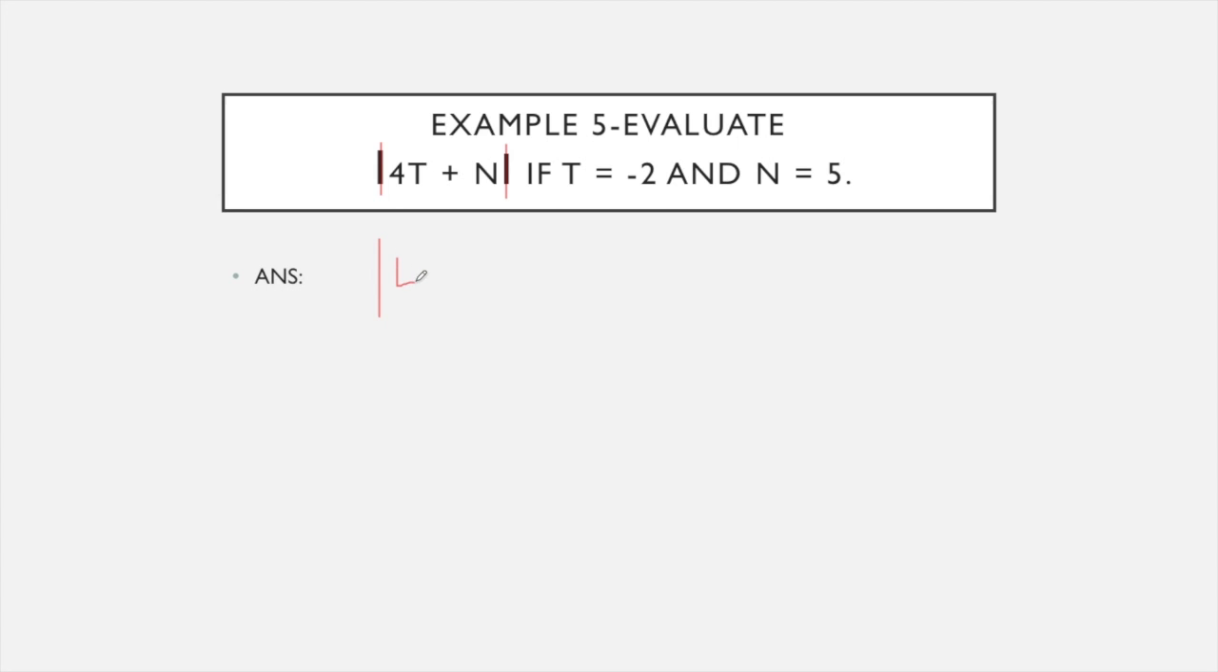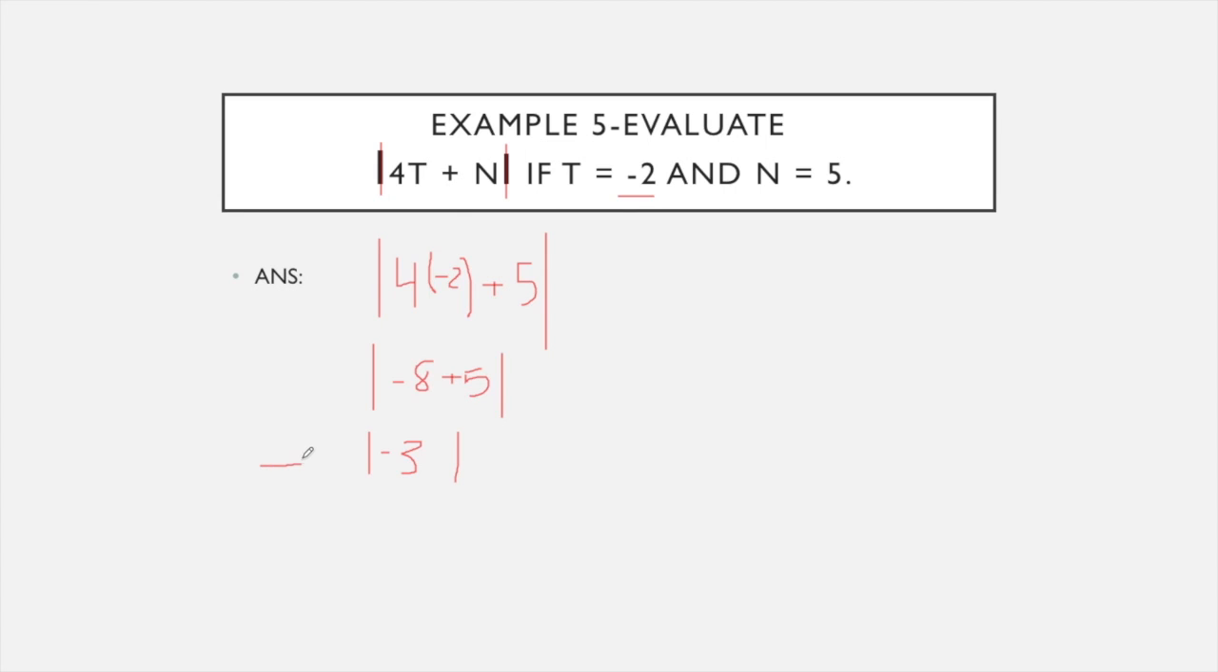So absolute value of 4 times t, which is negative 2. 4 times negative 2 plus n. N is 5. Inside of the absolute value bars, what is this going to be equal to? Well, I know 4 times negative 2 is negative 8 plus 5. Negative 8 plus 5 is not 13. If you have negative 8 and you have 5 positives, you have 3 negatives left. It's negative 3. So this is our last step here.